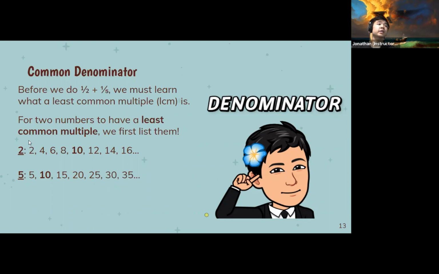But we can see that they share 10 as a multiple. They also share 20 as a multiple. They also share 30 as a multiple. They share many multiples, but from this, we want to find the least common multiple. So what is the least of them? Well, it's 10. So the least common multiple is 10.